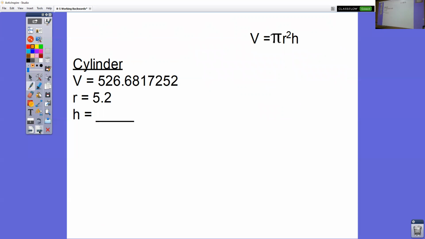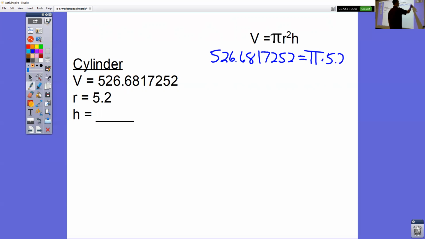Take a look at the next one. We still have a cylinder, but this time we know the radius. We're looking for the height. So sub in what you know first. So we have 526.6817252 equals pi stays pi. The radius we know this time, so times 5.2 squared. But this time we're looking for the height. So that first step is to sub in everything that you know.